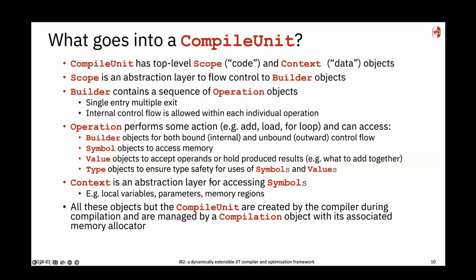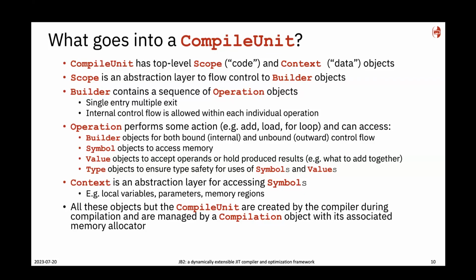All of these things, other than the compile unit, which exists outside of a compilation, get created inside a compilation. There's a memory allocator associated with a compilation object, and it's the thing you should be using to allocate all of these things, and that's basically how JitBuilder 2 is set up to do this. That had some implications for how you write the code that you use to specify a compile unit, like a function.